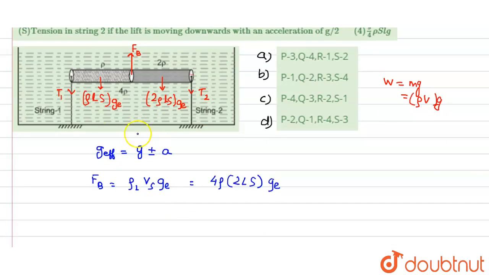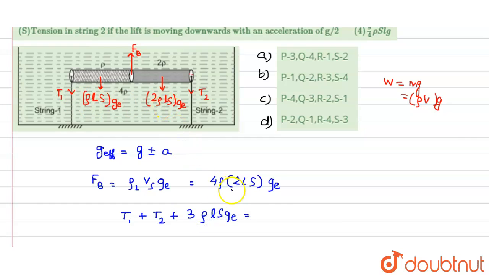Now we can say that the net downward force is equal to the net upward force, because it is in static equilibrium. The net downward force would be T1 plus T2 plus this factor. So T1 plus T2 plus what would this be? It would be 2 plus 1, which is 3, and the other factors are the same. So it would be 3 times rho L S g effective.